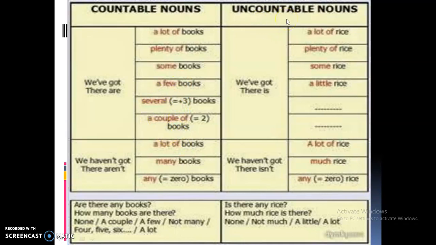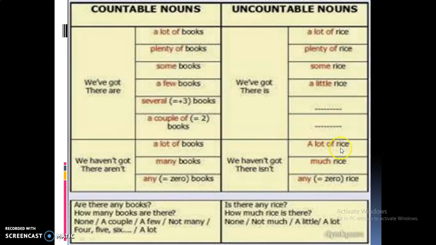Uncountable nouns, as I said, cannot be counted. So we got a lot of rice. It's impossible to count rice, you know. Or you can say we got plenty of rice, or we can say some rice or a little rice. There is only a little rice left. So a little, or you can say some. So this is uncountable.